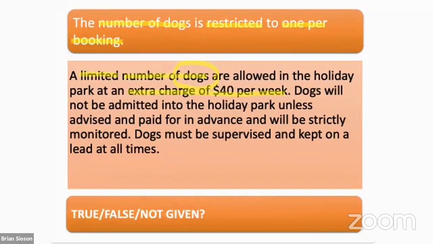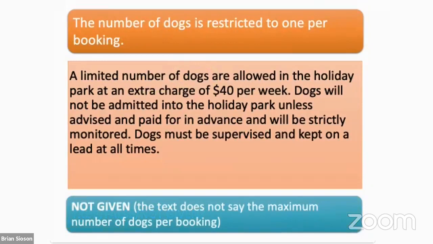The answer is not given. You don't use your brains. This is likely false, most likely false. But it's not written. We do not write false. We do not use our brains for true, false, not given. We compare the passage with the statements.